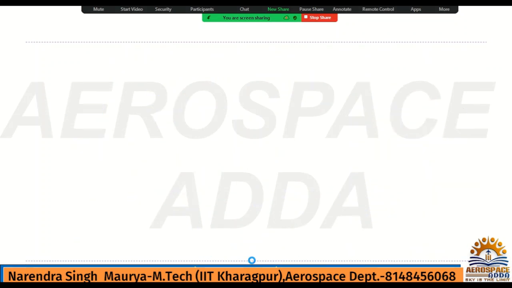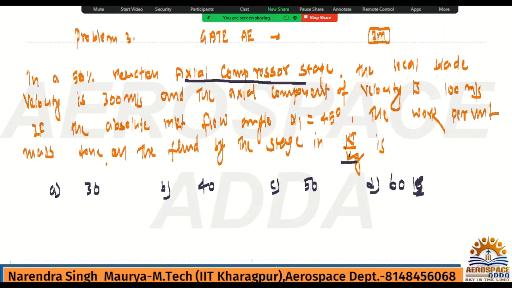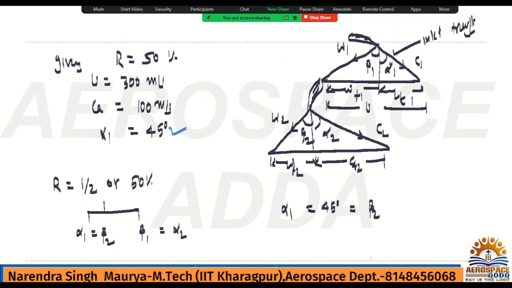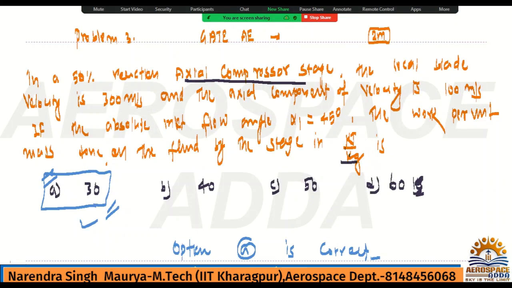Check the option. In this problem you can finish in 2-3 minutes, because I am solving and writing each and every step, but in examination it is not required. You can finish the problem directly within 4-5 lines. So this is the answer. So option A is correct. Always remember, it's a very simple problem, and just think, it was for 2 marks. It was GATE 2013.